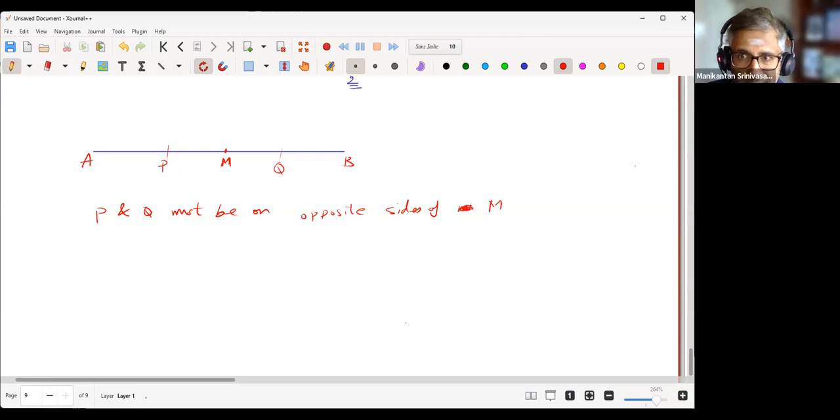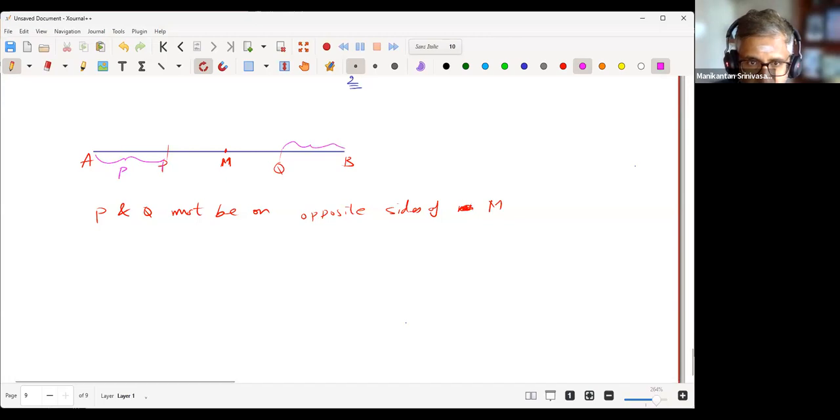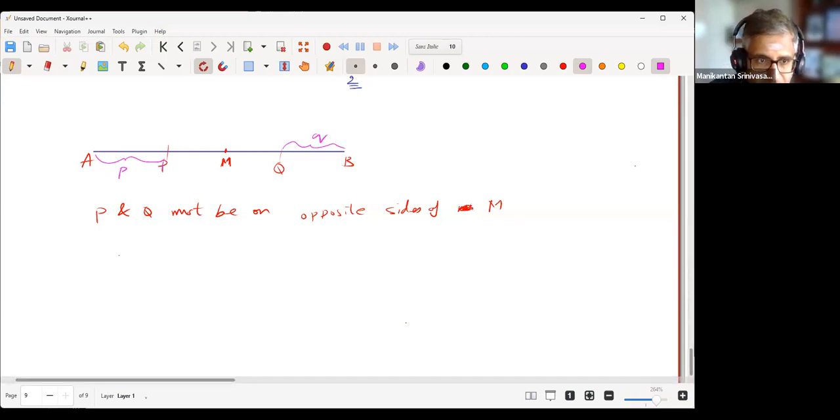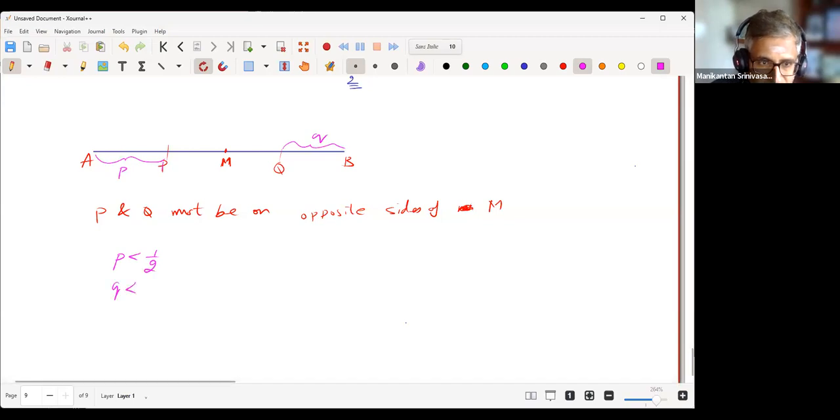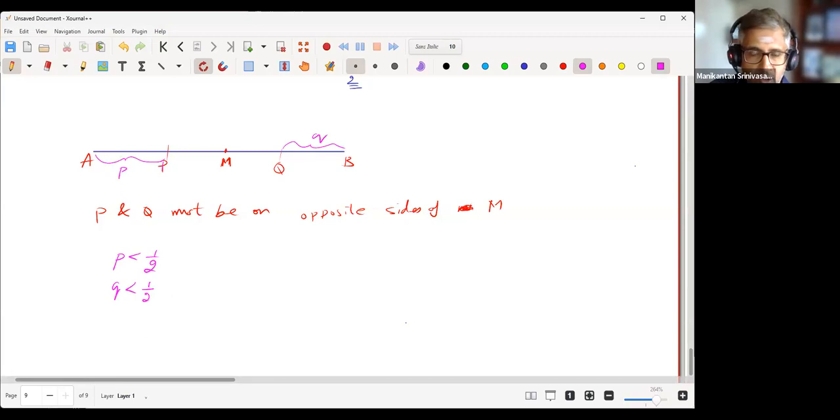So let's measure. It's exactly the same as what I told you, there's just one mistake I made. Let's say we measure the length of P from here, and we measure the length of Q from here. So either P should be less than half and Q should be less than half, which ensures that they are on opposite sides of M, or it should be the other way, where both are more than half.